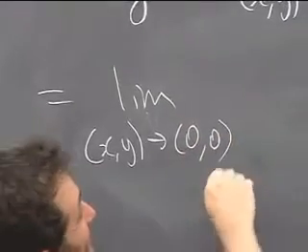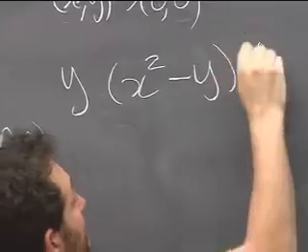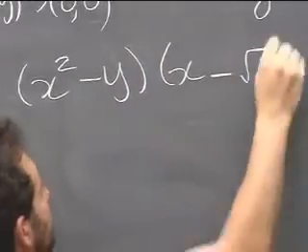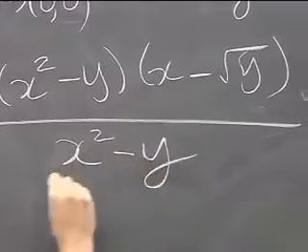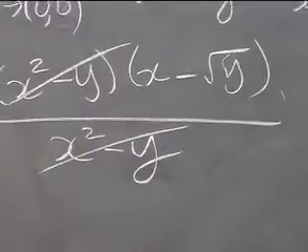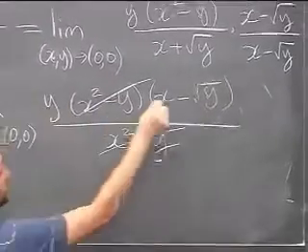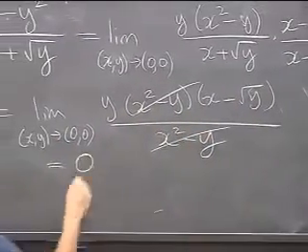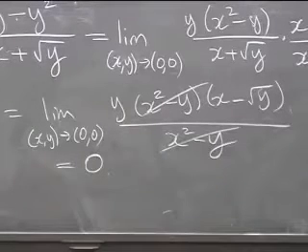After you've done this, you get y times (x squared minus y) times (x minus root y), over x squared minus y on the denominator. So that cancels that out. And now you have no denominator, and you can just plug in (0, 0), and that limit is 0. And if you try any path, you will find it's 0. But you cannot try every path, as you had asked. So the previous method doesn't work.